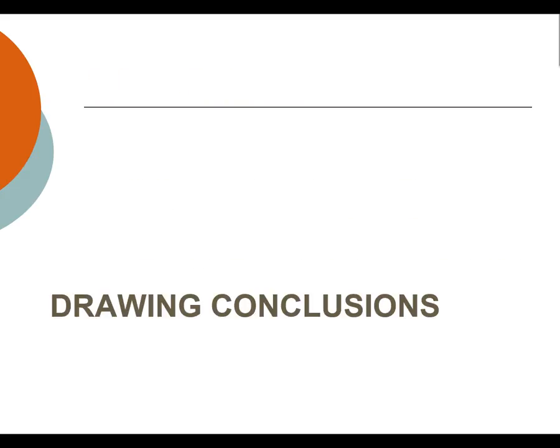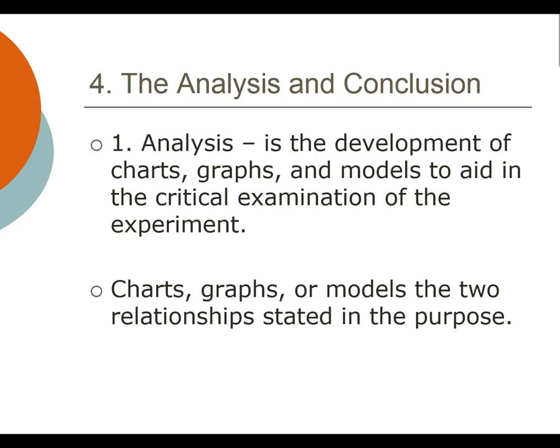Okay. Of course, drawing conclusions is basically all you want to try to do in science. You're trying to come to a basic conclusion. Analysis is the development of charts, graphs, models, whatever, to aid in the critical examination of an experiment. Even something as simple as a flashlight can use a model, even in a description, of how it works. The idea that batteries hold a certain amount of electricity, stored electrons, and they'll move through a circuit is a critical way to explain how a flashlight works.